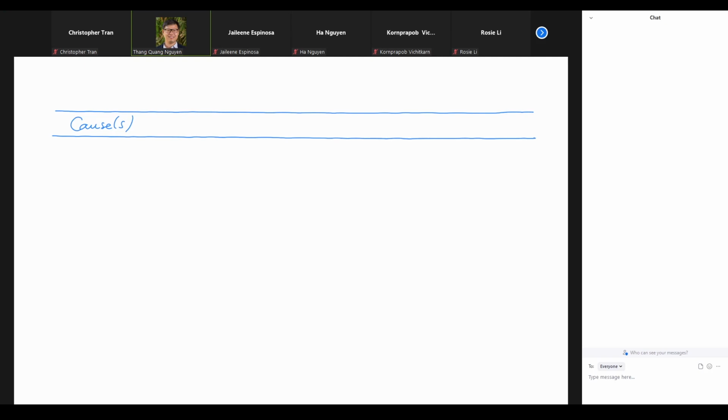The first one is browser error. Because of some technical errors, the customer might see different things. They buy different things instead of the things that they want to buy, right? So something like that will cause transaction errors.